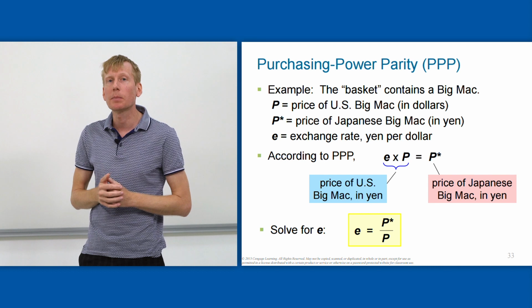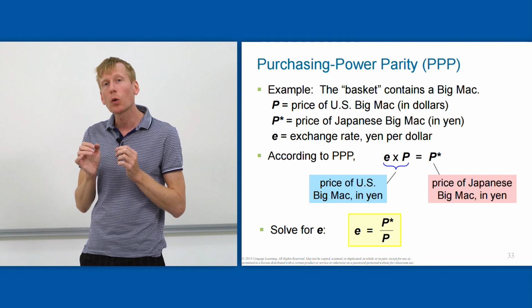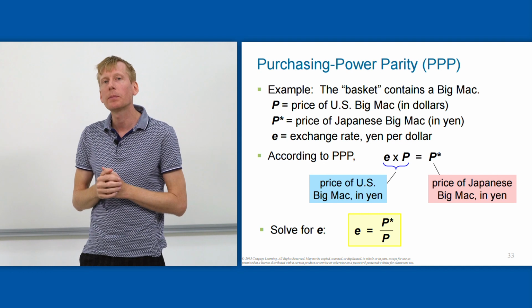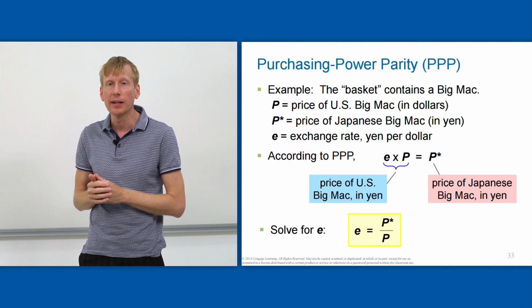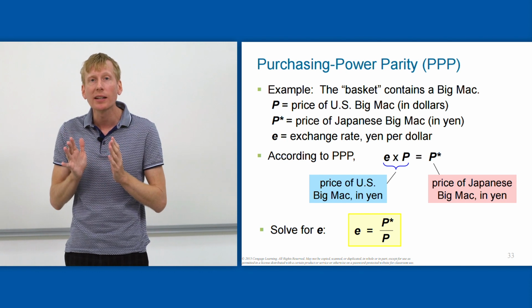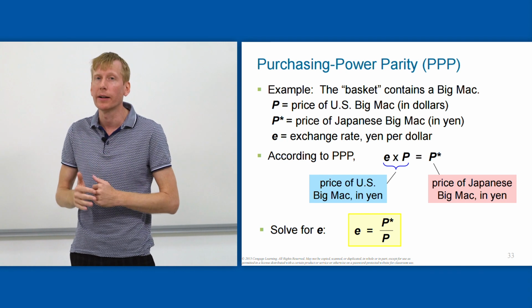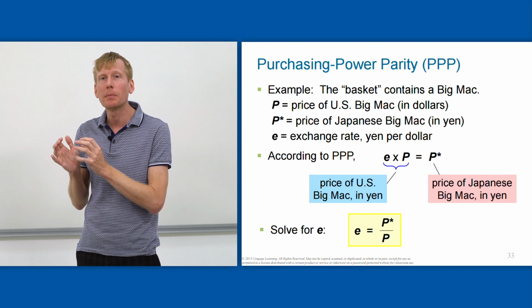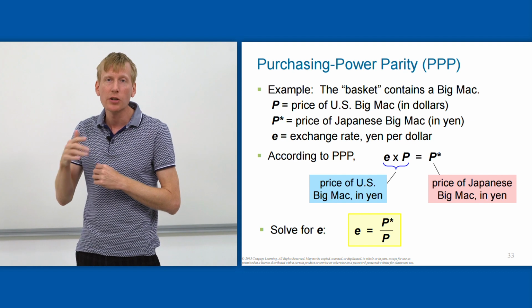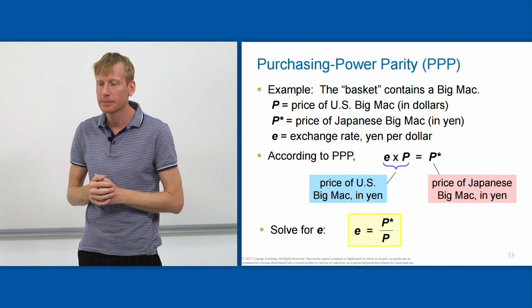So our theory of purchasing power parity would suggest that over time, E, the nominal exchange rate, should adjust in order to keep that real exchange rate constant, or that real exchange rate equal to 1. So that the price of that Big Mac was the same in both countries, as expressed in either dollars or expressed in yen.